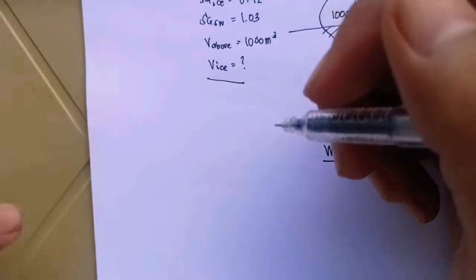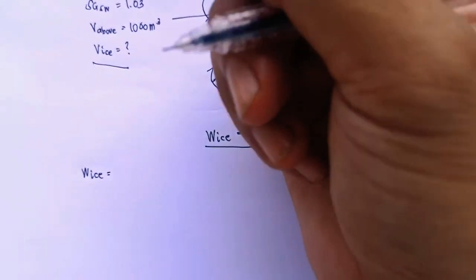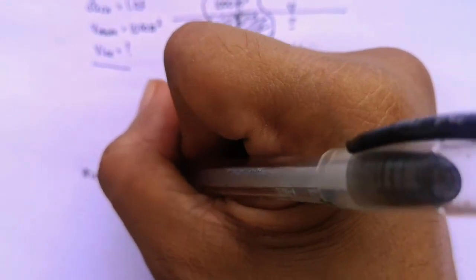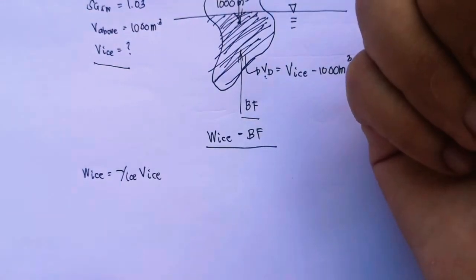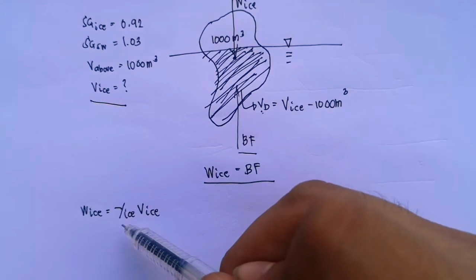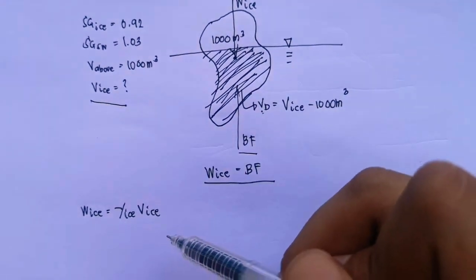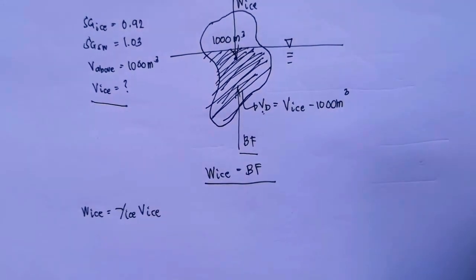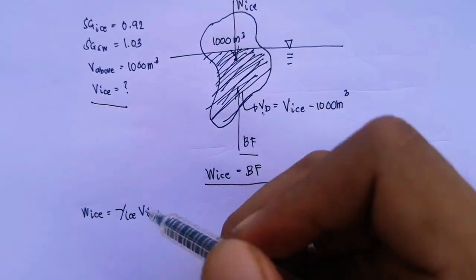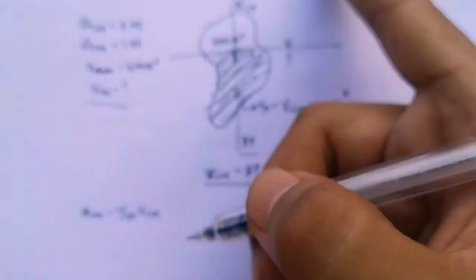So, in that case, kunin natin yung weight of the ice. So, the weight of the ice, di ba? Sabi natin sa lecture part, ang weight ng isang object is just equivalent to the specific weight of that object, okay, times the volume of that object. Okay, so ibig sabihin yung weight nitong iceberg natin is equivalent to the specific weight of that iceberg times the total volume of the iceberg. Okay, so yan yung pagkuha ng weight ng isang object.